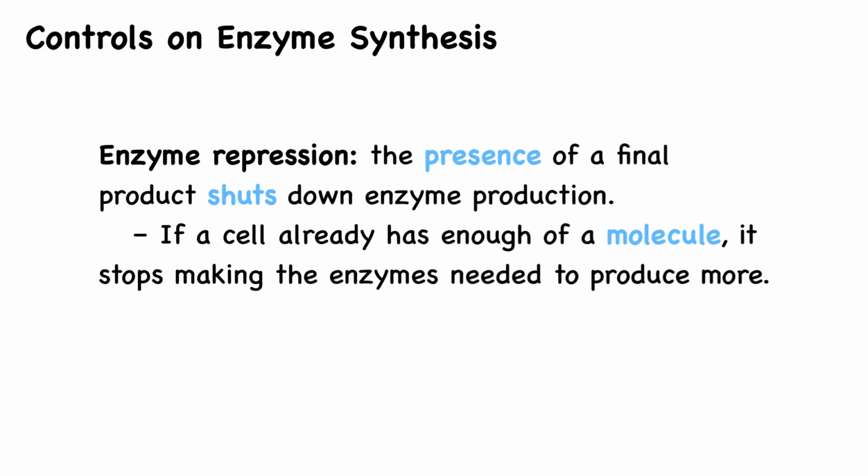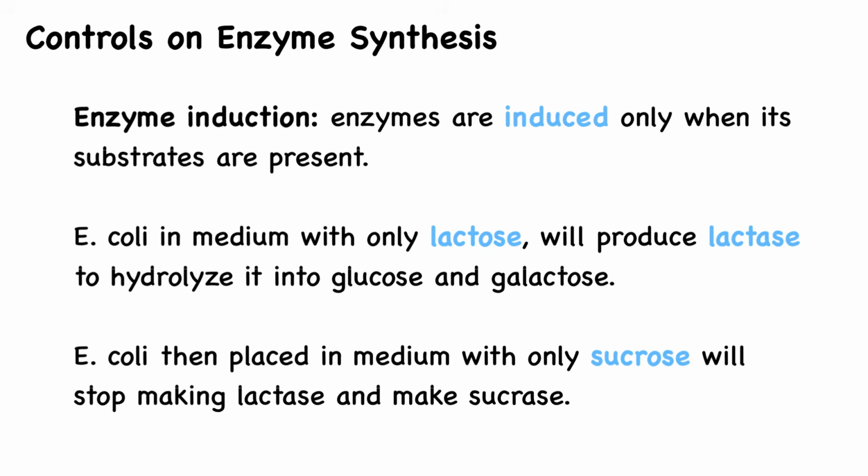Let's talk about some controls on enzyme synthesis. In enzyme repression, the presence of a final product shuts down enzyme production. If a cell already has enough of a molecule, it stops making the enzymes needed to produce more. In enzyme induction, enzymes are produced only when their substrate is present. This allows microbes to adapt quickly to new nutrient sources.